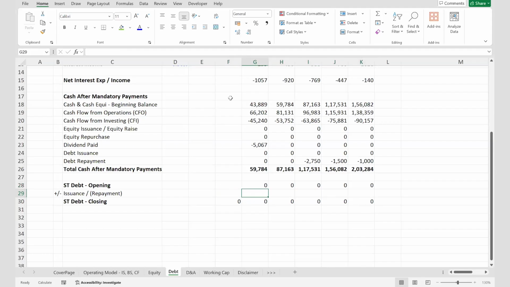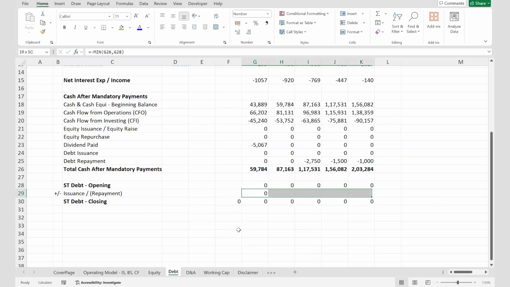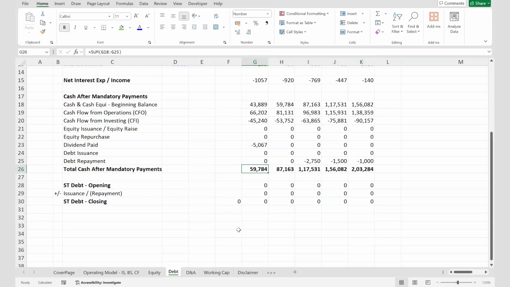For that, I have a formula that you have to use: equal to minus MIN, minimum, bracket open, select the cash, comma, select the opening balance, and drag. This formula tells you that you do not need debt, considering that you have a lot of cash already. That is the reason it is coming 0.